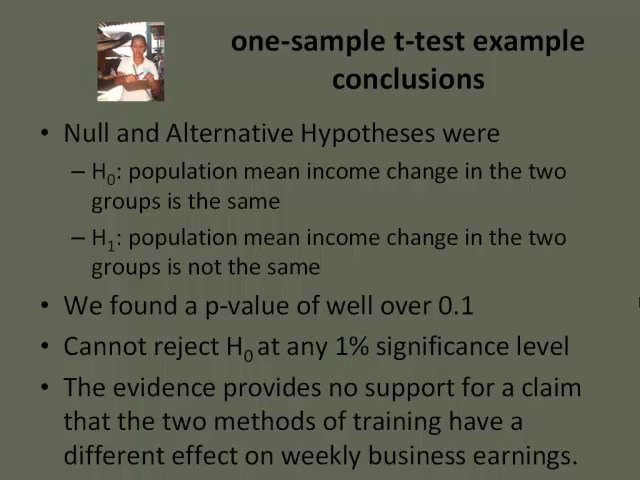So there's a null and alternative hypothesis. We found a p-value of well over 0.1, so we can't reject H0 at any significance level. I think that should be got rid of. So the evidence provides no support for a claim that the two methods have a different effect.